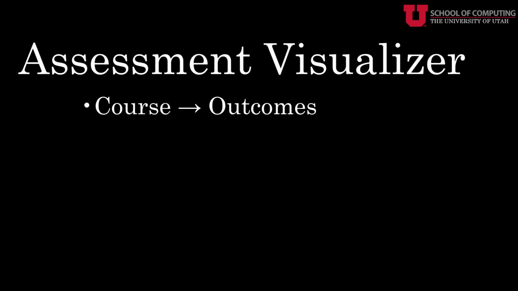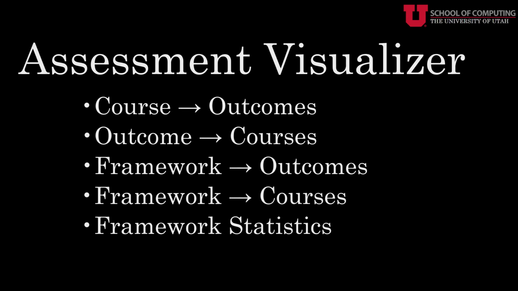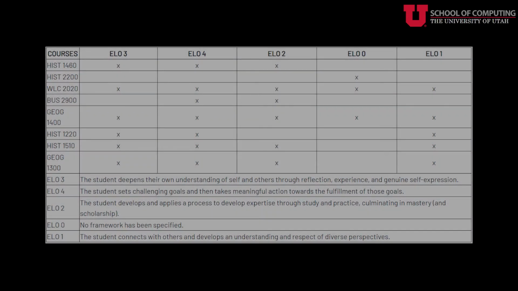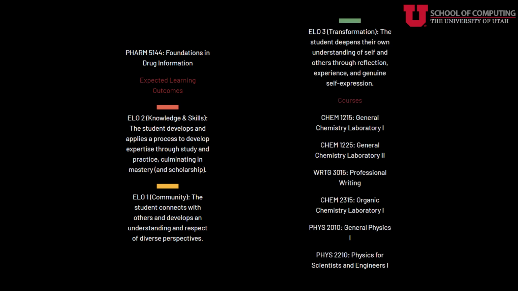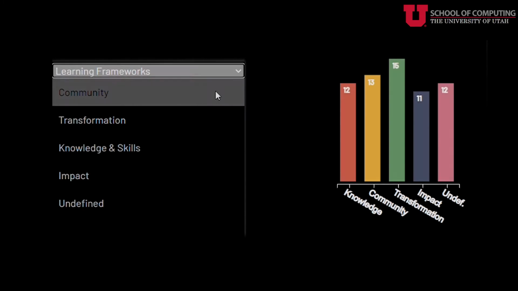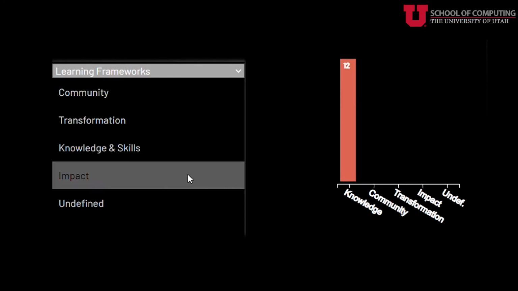The Assessment Visualizer is a tool that is designed to improve the understanding of these metrics and replace time-consuming spreadsheets with simple-to-use visualizations. Our system shows the relationships between courses and learning outcomes within a program, while also providing a way to track learning frameworks across programs, departments, or even colleges.